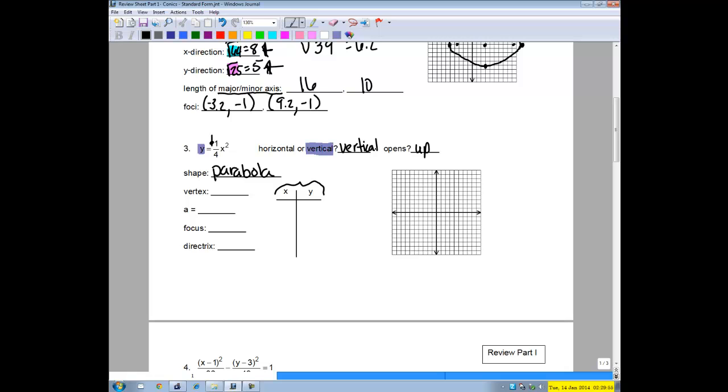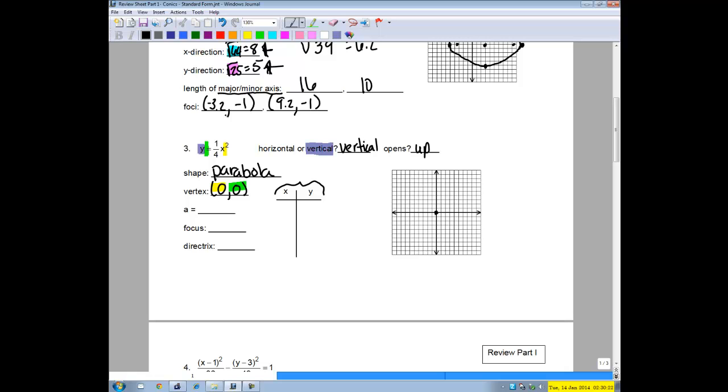And vertical only open up or down. So since it's positive, it's up. The vertex is found the same way that the centers were. So what is subtracted from the x, which in this case is nothing, and what is subtracted from the y, which in this case is nothing. So since nothing is subtracted, it's 0, 0 is my vertex.